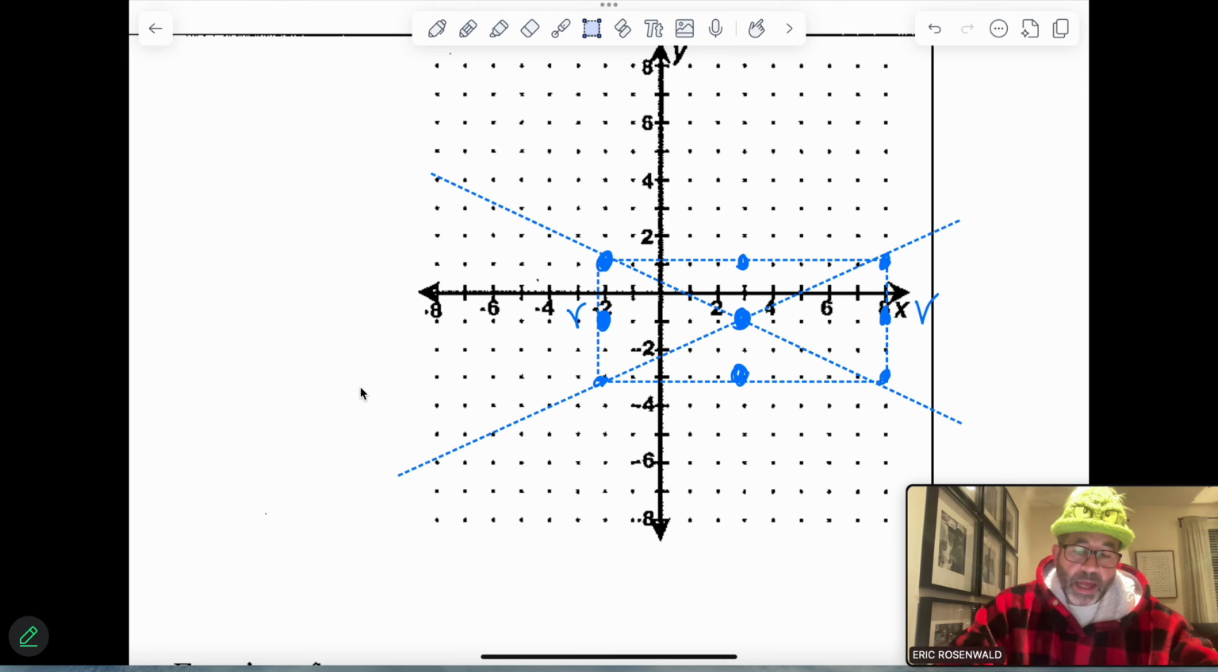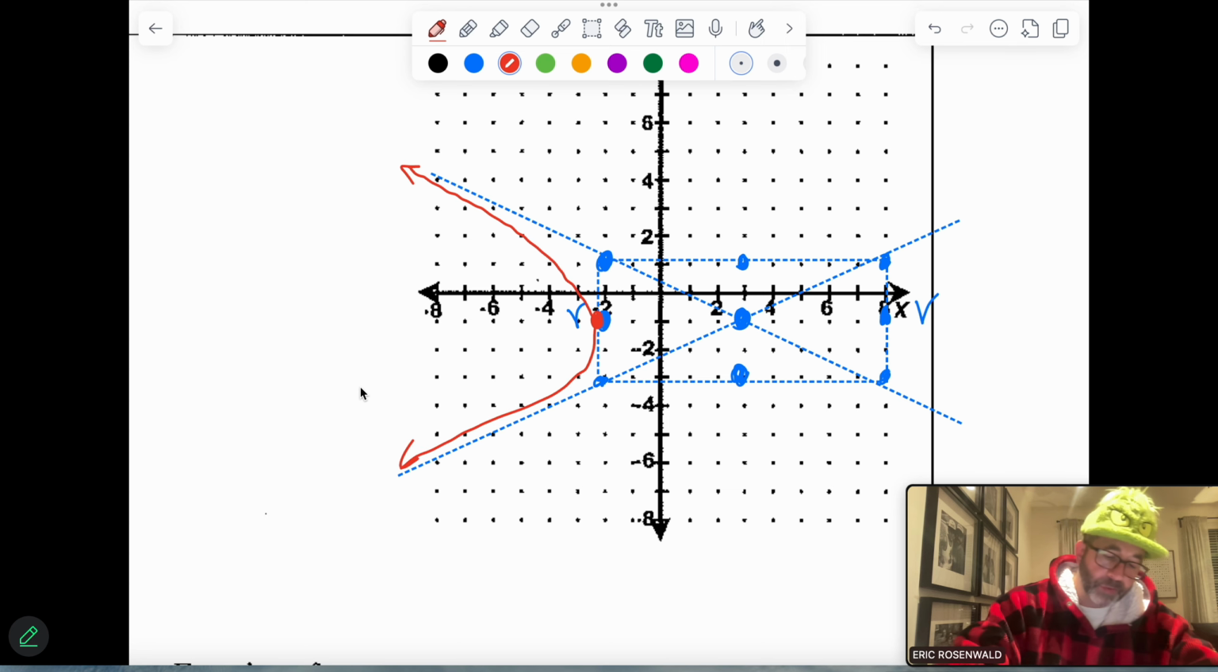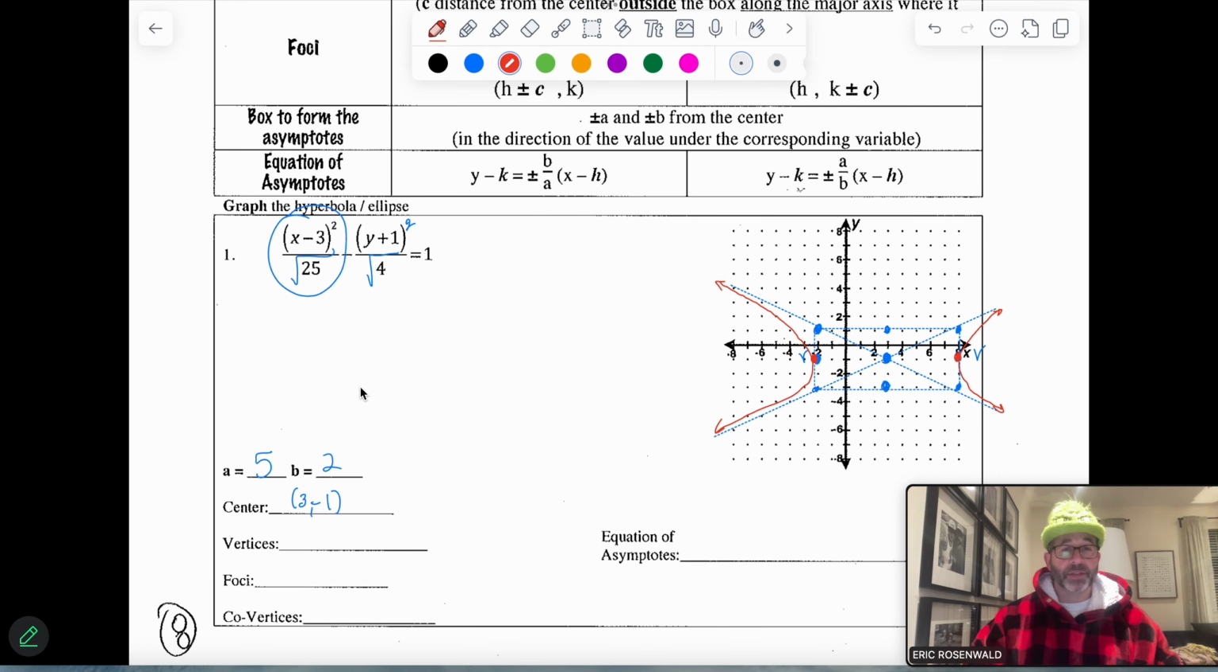Okay. And then again, my graph is going to open in the x direction. So what's that going to look like? Well, starting from my vertex, we're going to go along my asymptotes here and make a curve. And then starting from my vertex, we're going to go along and make my curves. You just made the entire graph just from those couple pieces of information.